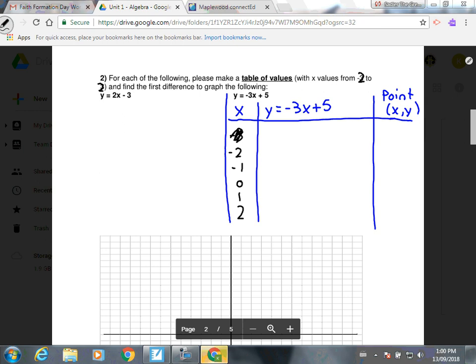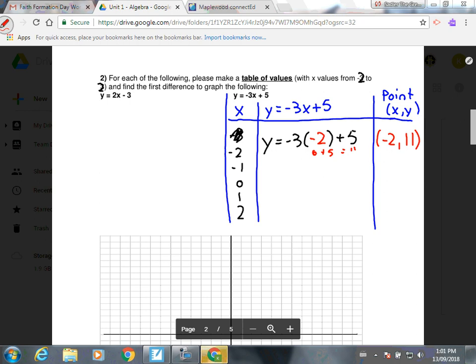So what I'm going to do, I just changed it from -2 to 2 instead of -3 to 3, just to make it smaller. Just a reminder, you're going to write y equals -3 times x plus 5. What do we put in for the x on the first one? -2, right? So that's going to be 6 plus 5, which is going to be 11. So my first point is going to be -2, 11. Is it starting to come back a little bit from earlier? I hope.